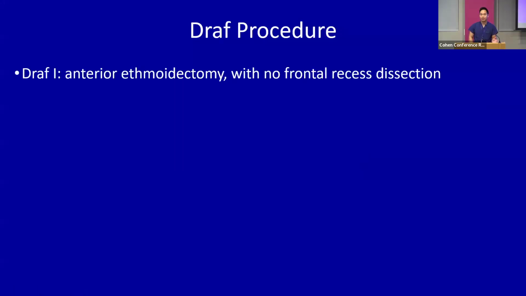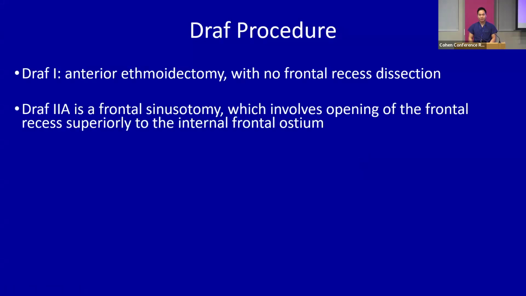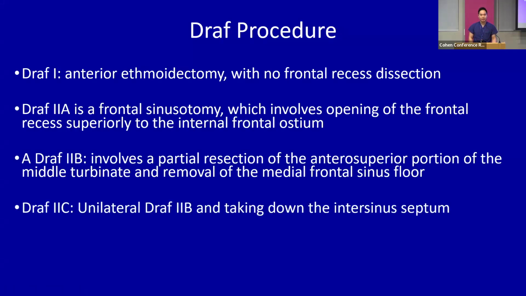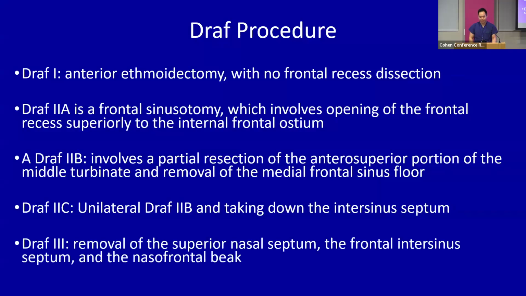Just to talk a little bit about Draf procedures, I'm not going to belabor it. Draf 1 is just taking down all the anterior ethmoids, and Draf 2A is taking down all the frontal recess cells. Draf 2B involves partially resecting the vertical portion of the middle turbinate up to the floor of the frontal sinus. Draf 2C is basically doing a one-sided Draf 2B and then taking down the intersinus septum, which is the septum that separates the left and right sinus.